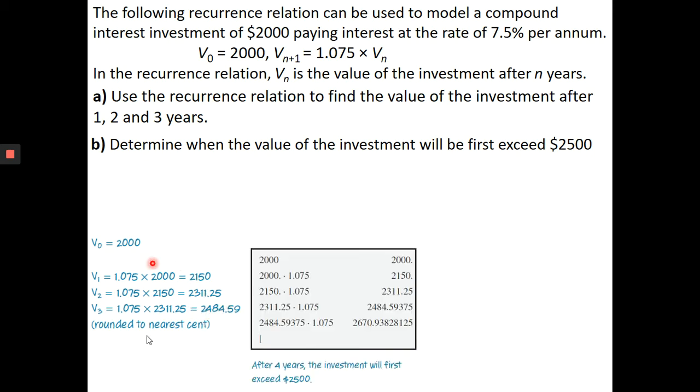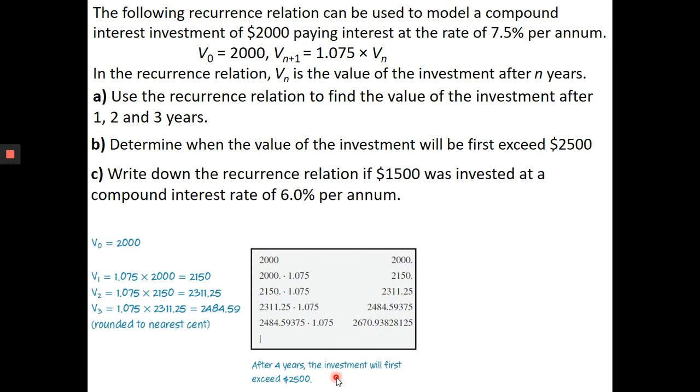Determine when the value will exceed 2,500. We can see it's nearly there, so it's probably the next year, but let's just double check. And we could have done this question using this calculator method. So you just type 2,000 into your calculator, make sure you press enter. Then do 2,000 times 1.075. That's after 1 year, which is the same as that one. 2 years, same as that one. 3 years, same as that one. 4 years, that's where it's over 2,500. After 4 years, exceeds 2,500.